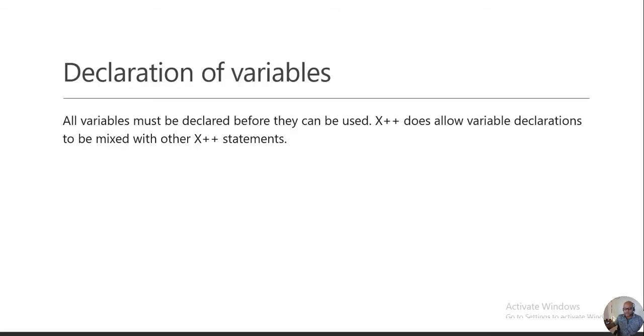Now the declaration of variables. All variables must be declared before they can be used. For example, if you write name equal to some JSON, you can't declare the string below it. Before you use it, we must and should declare the variables.